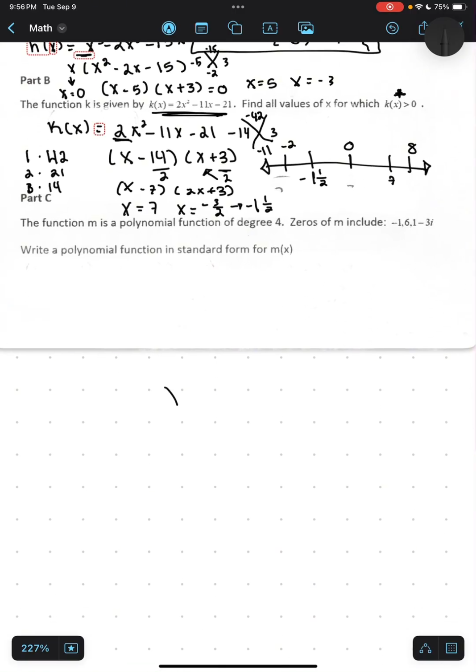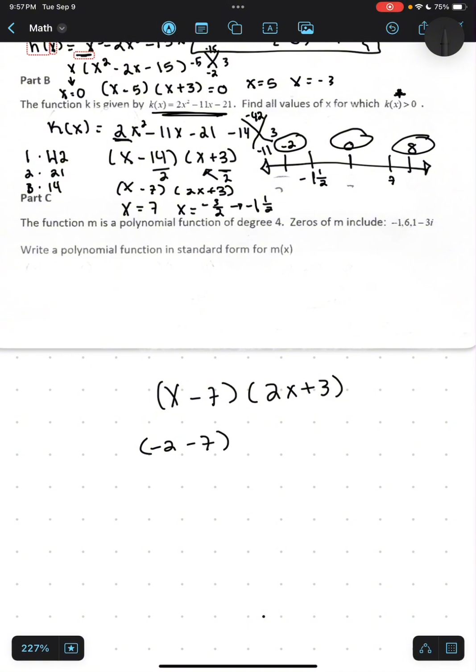This is our main equation, 2x plus 3. This is before we actually found out our zeros. So now we know we have 3 x's we must plug in. First, we're going to plug in negative 2: negative 2 minus 7, times 2 times negative 2 plus 3.